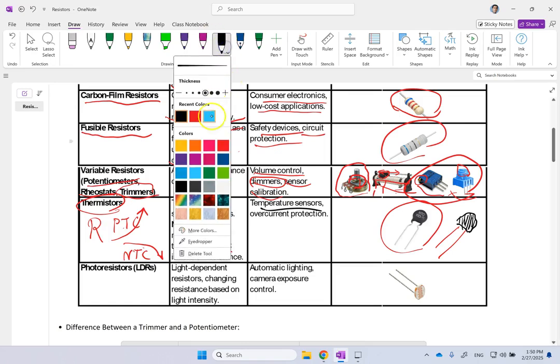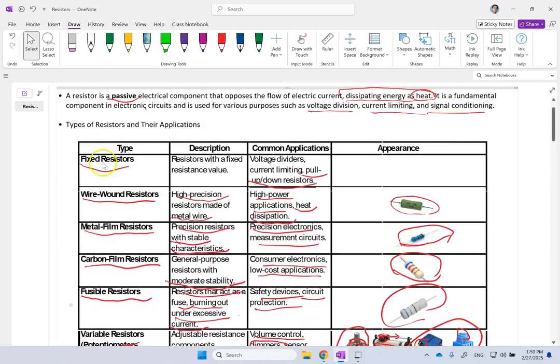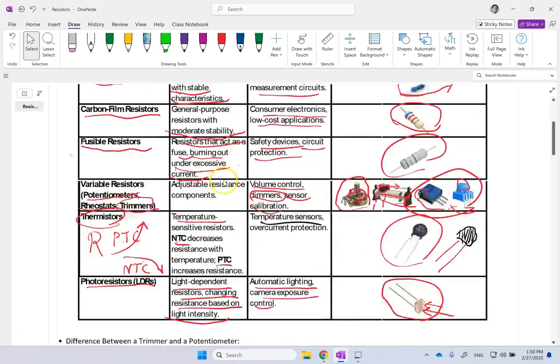Okay, and finally we have the photoresistors. These are the resistors, or LDRs, light dependent resistors. These are the ones for which the resistance depends on light. So if you shine light on them, the resistance will change. And they typically look like this. So you see kind of this resistance on this panel, and based on the light, how much light it is absorbing, the resistance of it is changing. These are typically used for automatic lighting systems and camera exposures. Okay, so these are the common types of resistors that are available in the market.